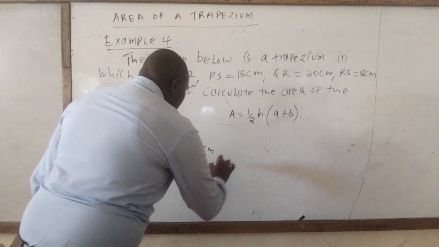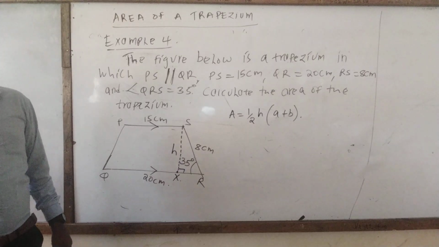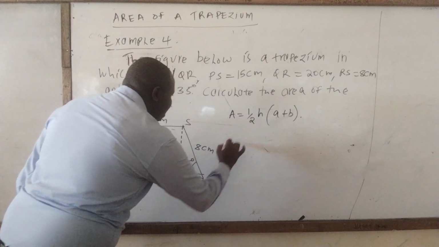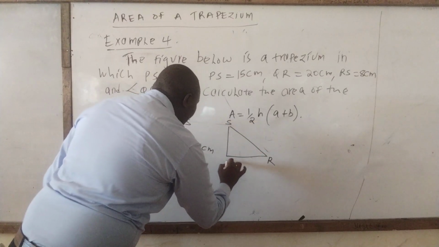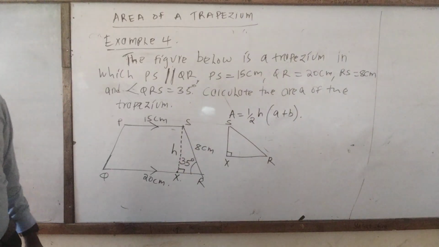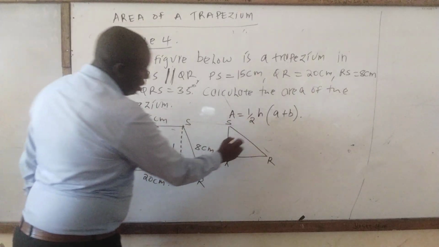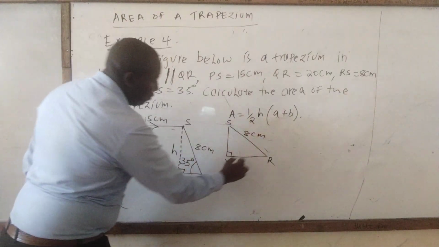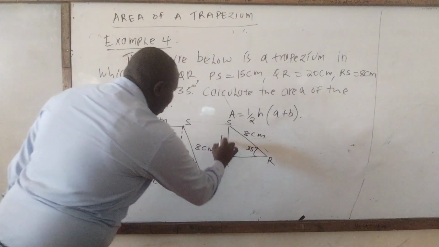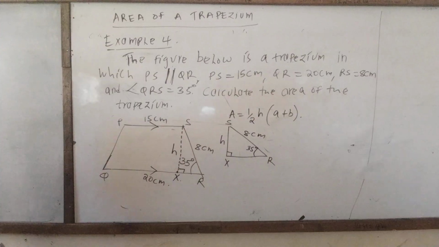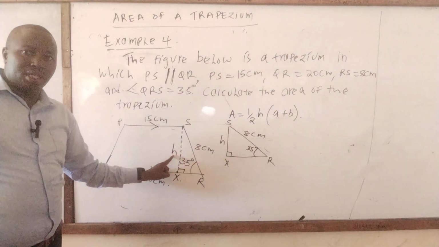You are supposed to use SOHCAHTOA, that is trigonometry, to find the height. So you take this right angle triangle with S, R, X, and this angle is 90 degrees. Take this side as 8 centimeters and this angle as 35 degrees. Now you require the height of that triangle SXR.